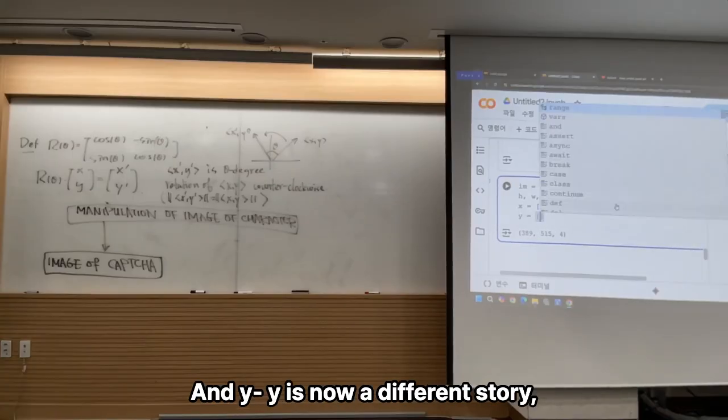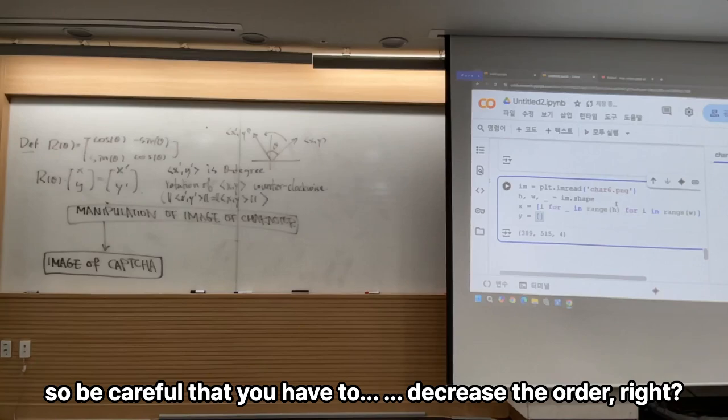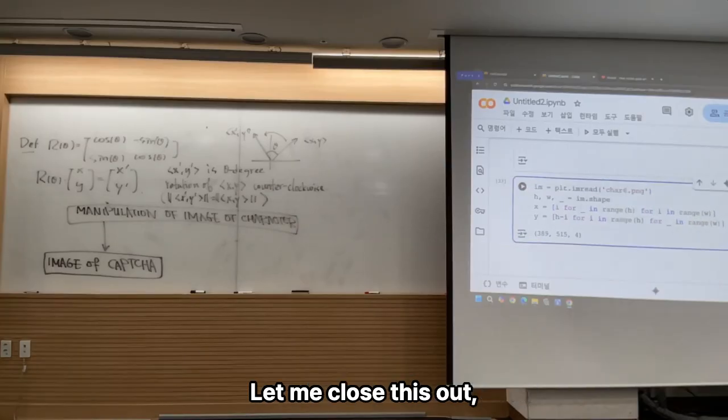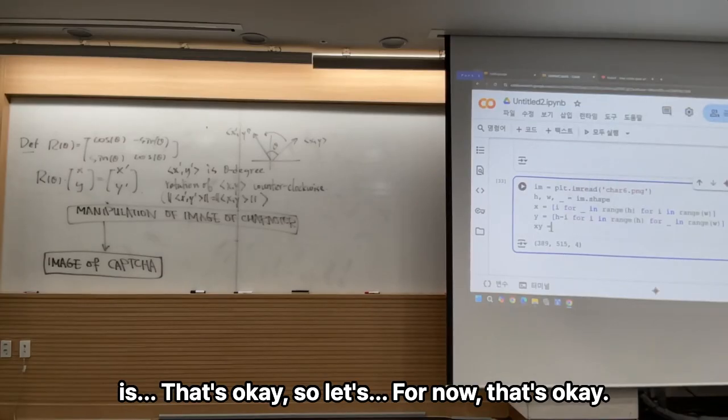And y is now a different story. Be careful that you have to decrease the order, right? So we have height minus i for i in the range of height, and repeat everything for the width. Let me close this out, and this is x and y. For now, that's okay.